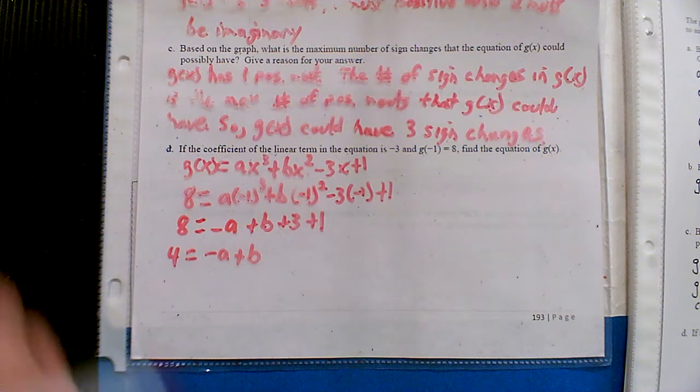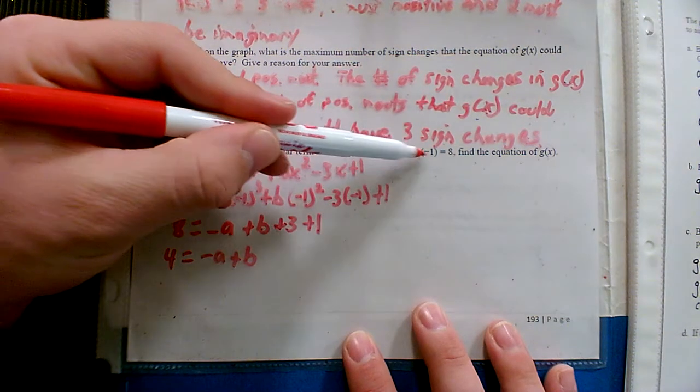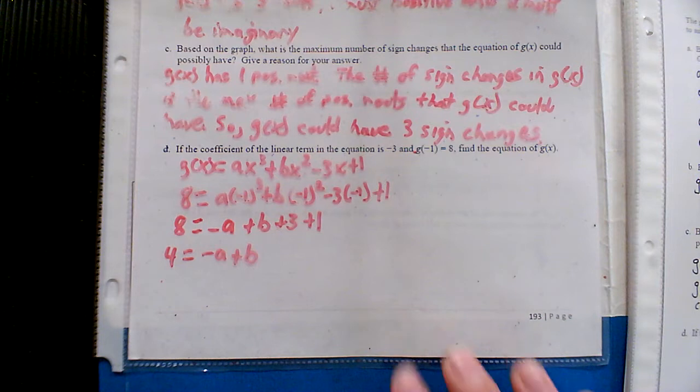So if you look right here, they gave us g of -1 equals 8. They told us what that answer is. If we go back up to our graph, can we actually find out what another answer is? Is there another answer we can easily get from the graph? Anybody have one?